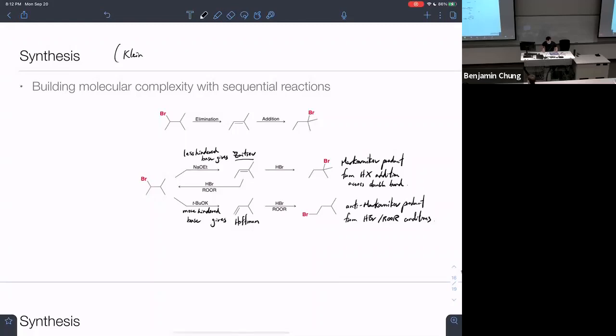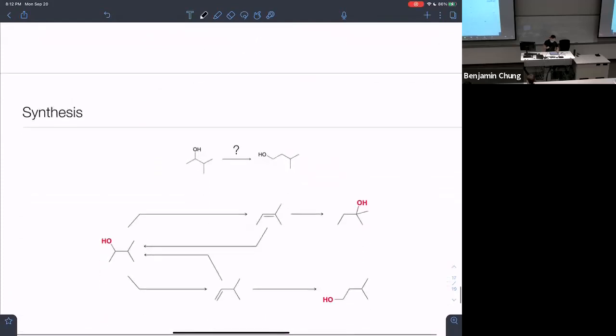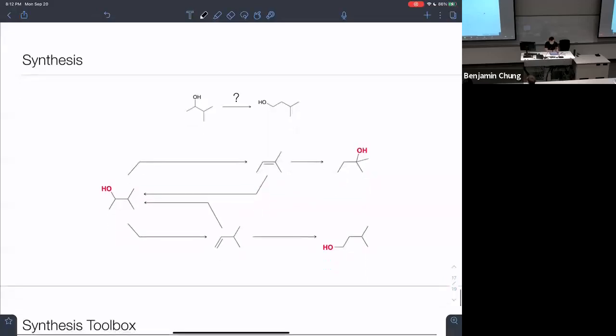So the entire unit 11 of Klein goes through this whole process. And I think it's a very important read. So this is another example of a synthesis kind of question.